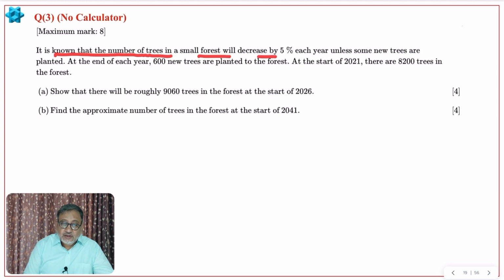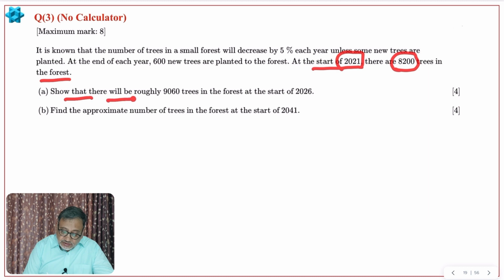by 5%. They will decrease by 5% each year unless some new trees are planted, right? At the end of each year, 600 new trees are planted in the forest. At the start of 2021, there are 8,200 trees in the forest. Show that there will be roughly 9060 trees in the forest at the start of 2026. We have to show it like that.